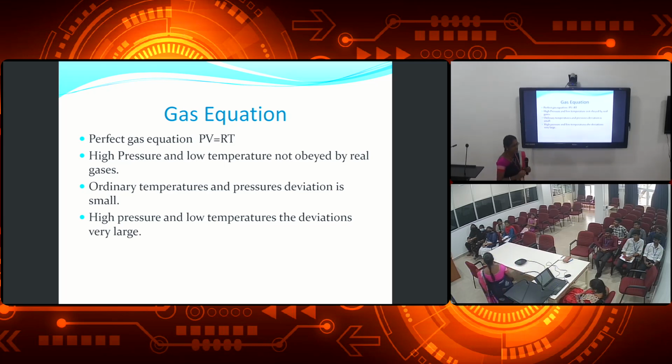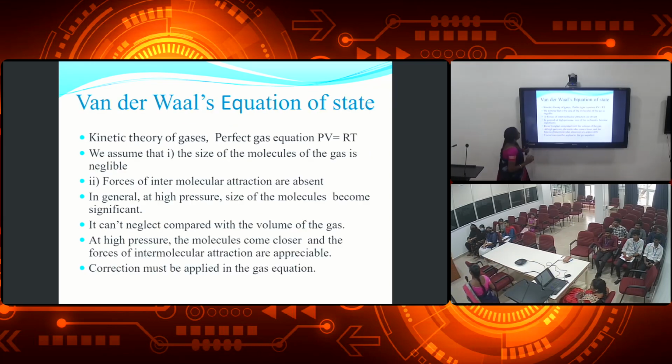The fourth assumption is that the collisions between the molecules should be elastic. Based on the kinetic theory, the perfect gas equation PV equal to RT is formed, where the product of pressure and volume is directly proportional to temperature. It assumes that the size of the gas molecules is negligible and the forces of intermolecular attraction are absent or negligible.